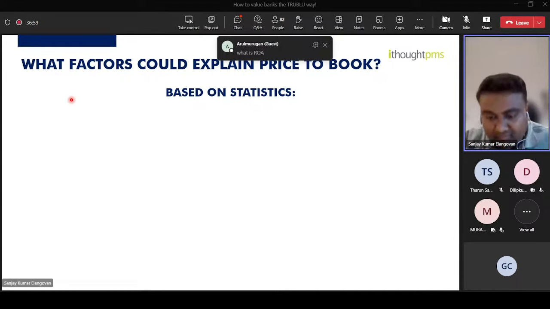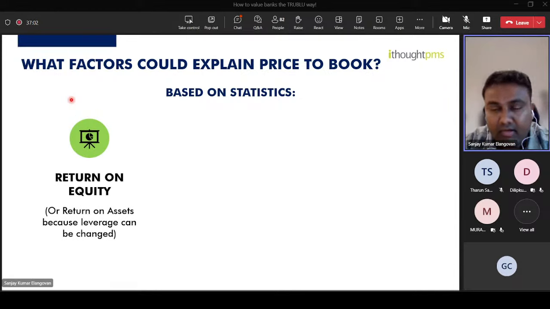Okay, so based on statistics, what we have seen so far, done by Professor Damodaran and by Indian research houses, return on equity is the predominant metric, or return on assets, because the difference between return on assets and return on equity is the leverage that banks take. Some PSU banks take 10x leverage, so they put in 10 rupees and they'll lend 100 rupees of loans. Some private banks put in 11 rupees and lend 100 rupees of loans. That's the difference in leverage that banks have. Based on that, the ROE can be changed. It could be manipulated. So it's better to look at ROA.